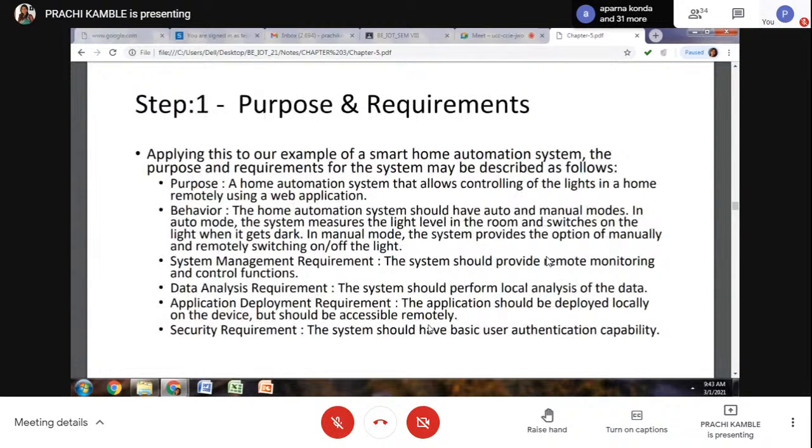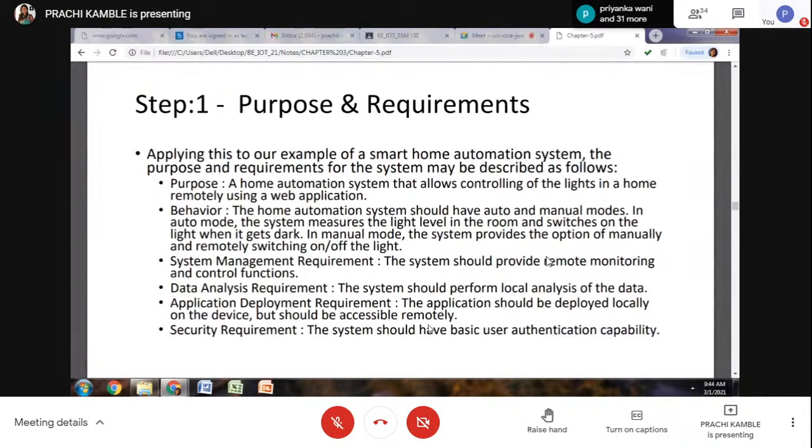So here, applying this to our example of home smart automation system, the purpose and requirement for the system may be described as follows. First of all, let's see the purpose. Purpose is a home automation system that allows controlling of the light in a home remotely using a web application. So for this particular application, what is the purpose? Home automation system that allows the controlling of the light. Okay, so only one application that they have taken, that is the controlling of the light of the house.